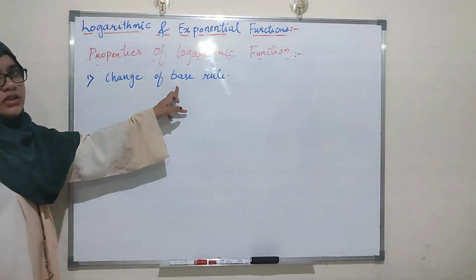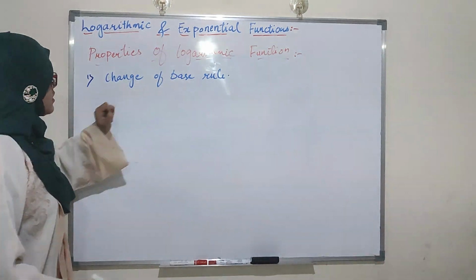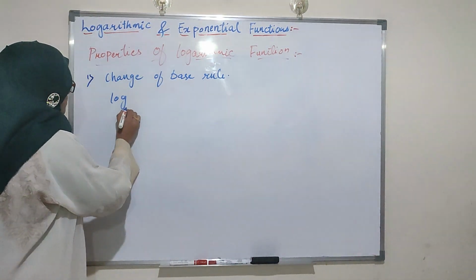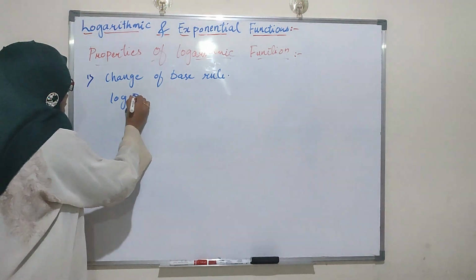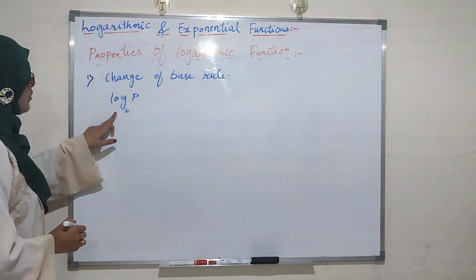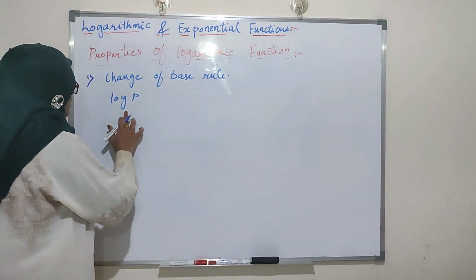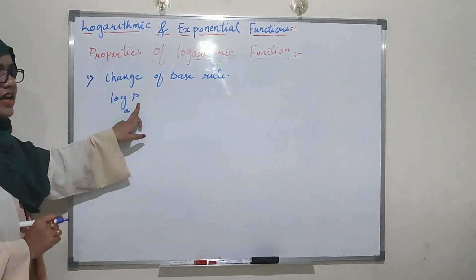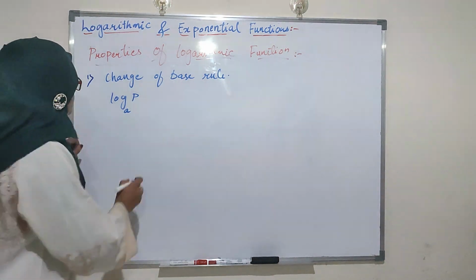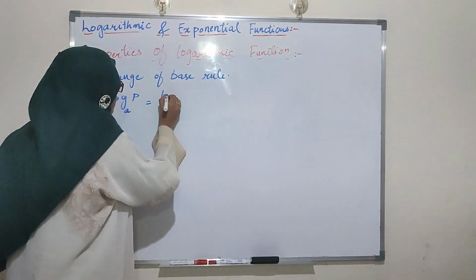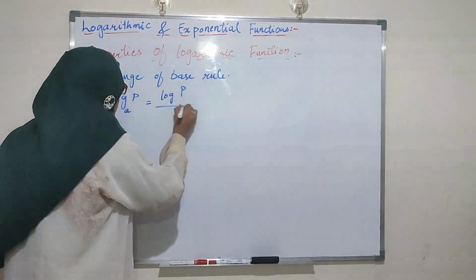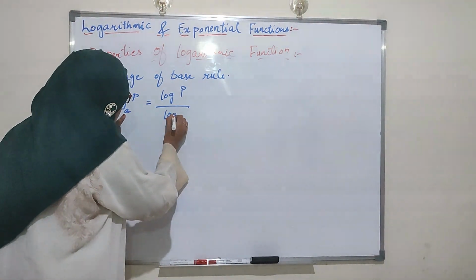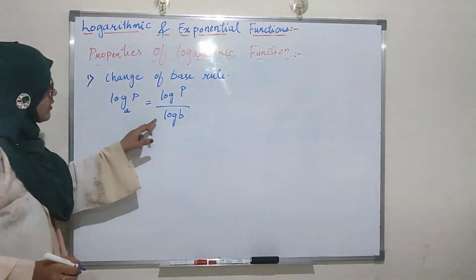In this we are changing the base of the given logarithmic function. Here we are having log of p to the base a. We can write this in the form of log of p divided by this base. We have to take this base as denominator.